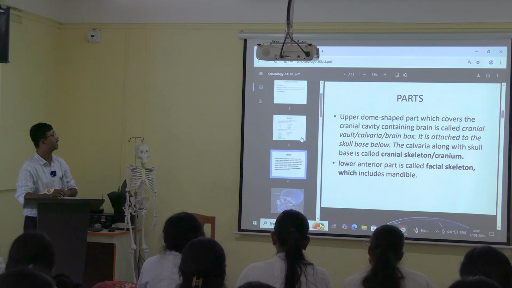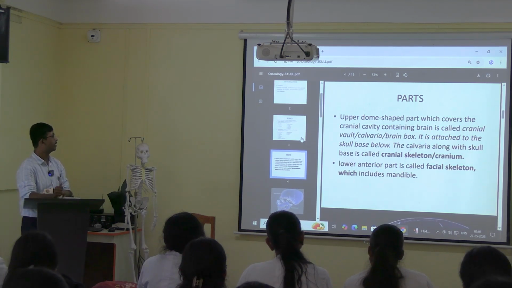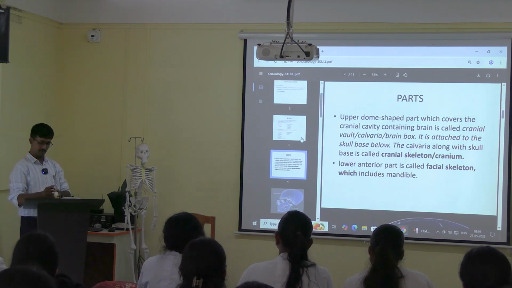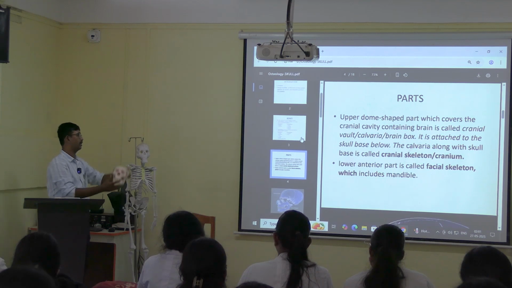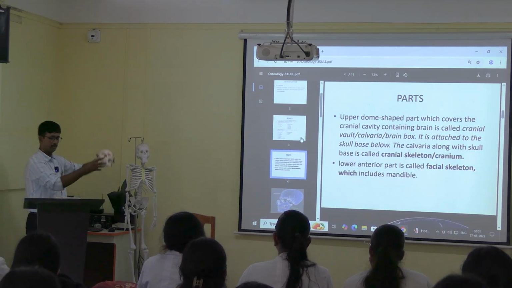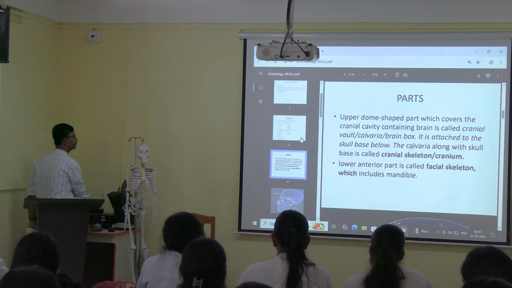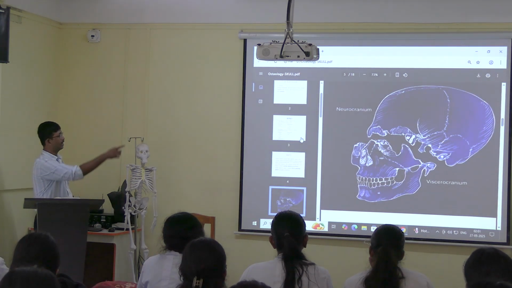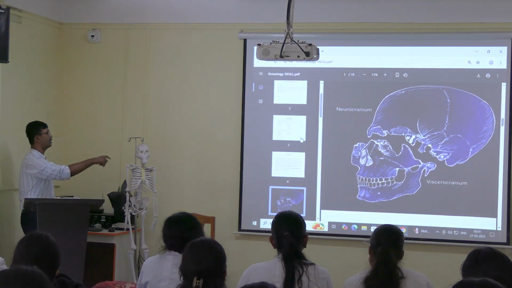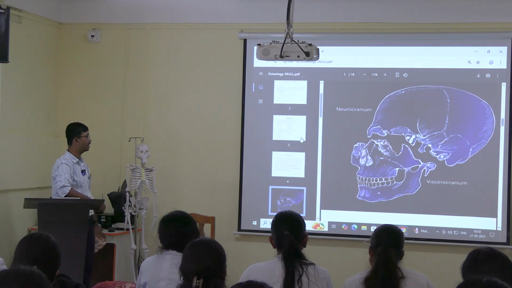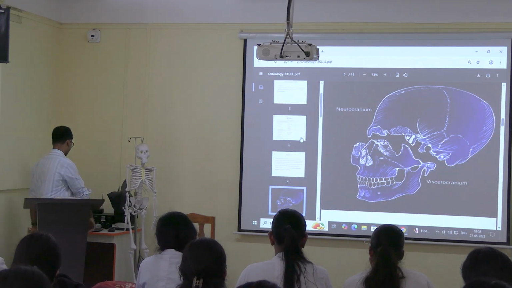The cranial vault is also known as calvaria or brain box, and the lower anterior part is called the facial skeleton. It is present in the lower part and on the anterior part. It includes the mandible also. See, the upper part is your neurocranium or the cranial skeleton, and the lower part is your visceral facial skeleton or viscerocranium.